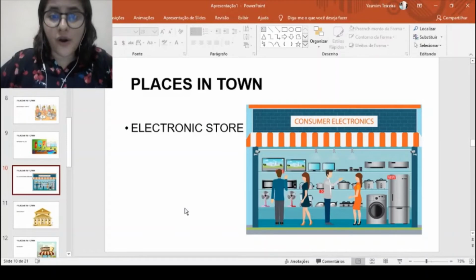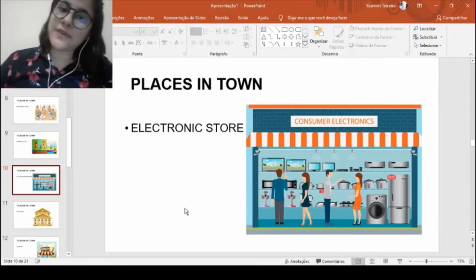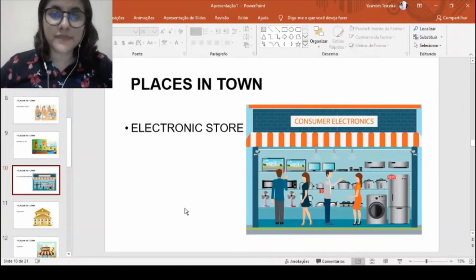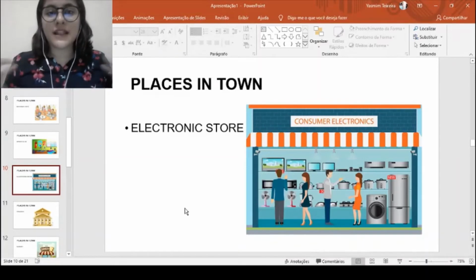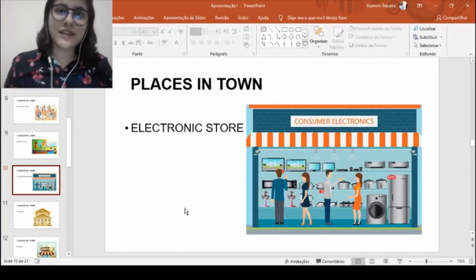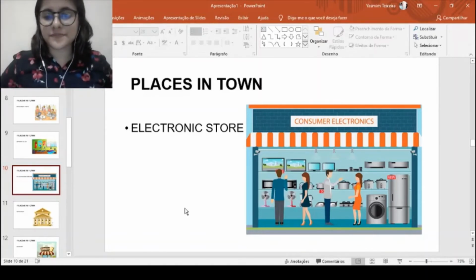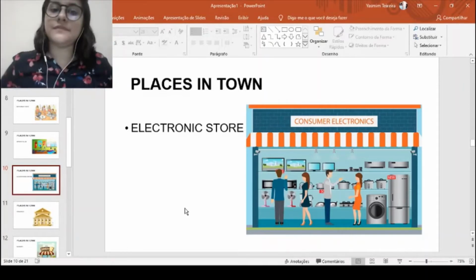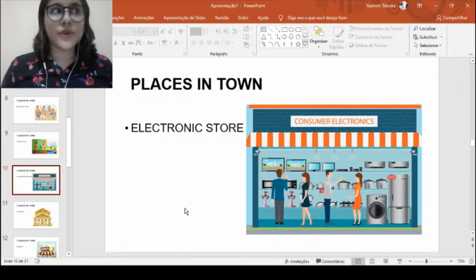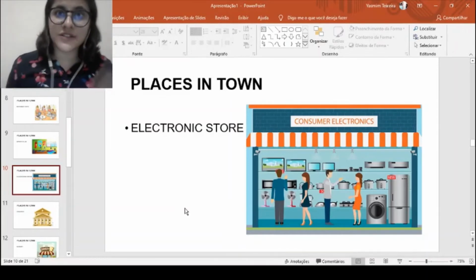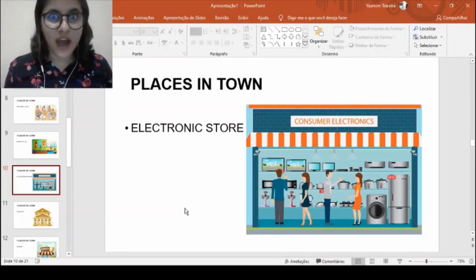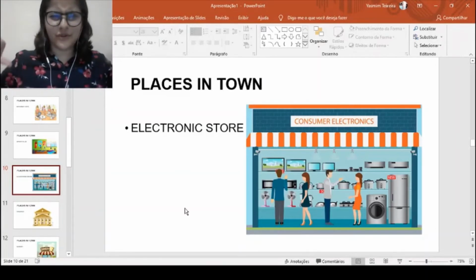Electronic store. Let's repeat. An electronic store is a store that has a lot of electronic gadgets like cell phones, computers, TV. So do you know some electronic store in your town? Você conhece alguma electronic store na sua cidade, na sua town? Yes or no?